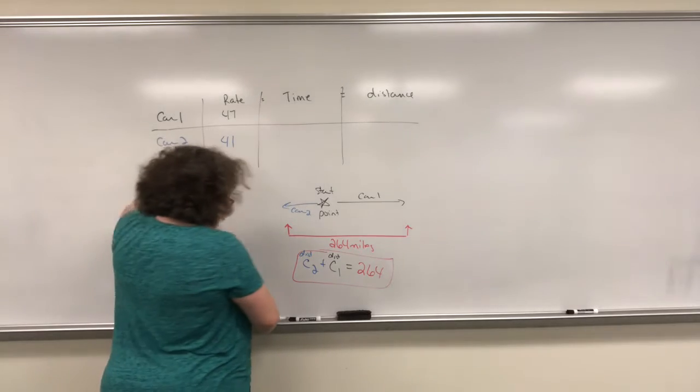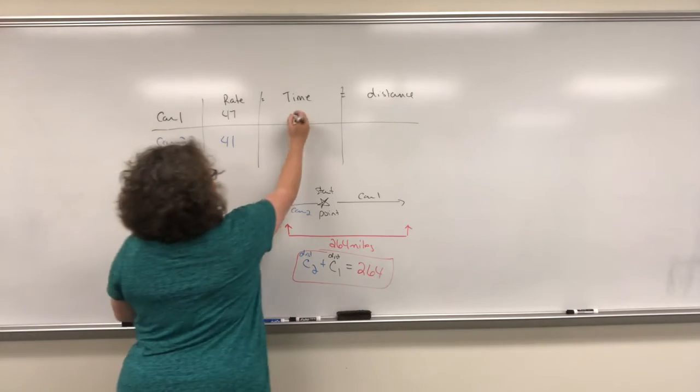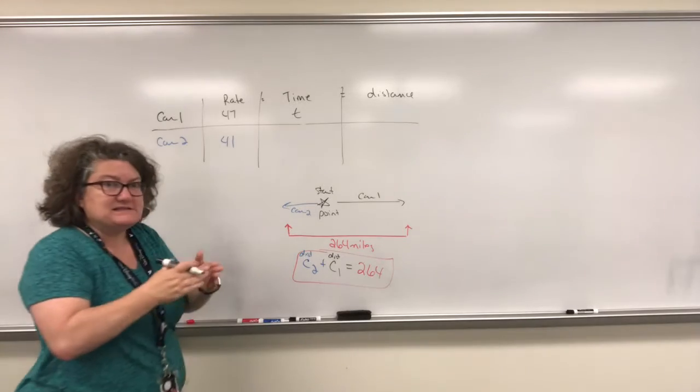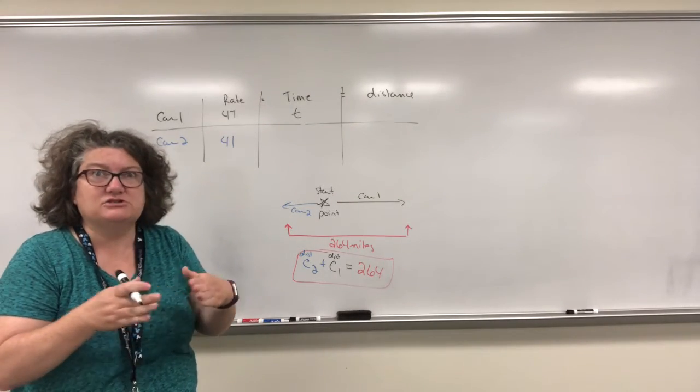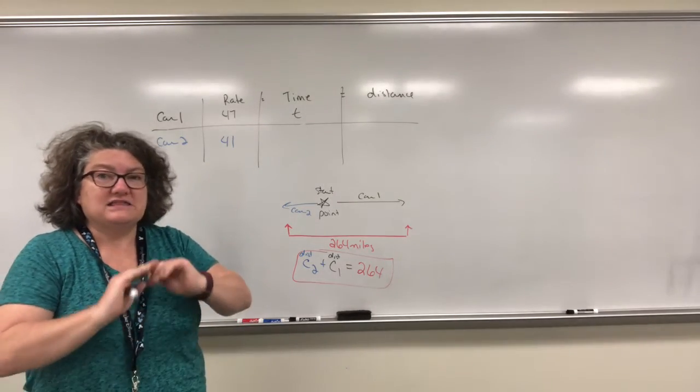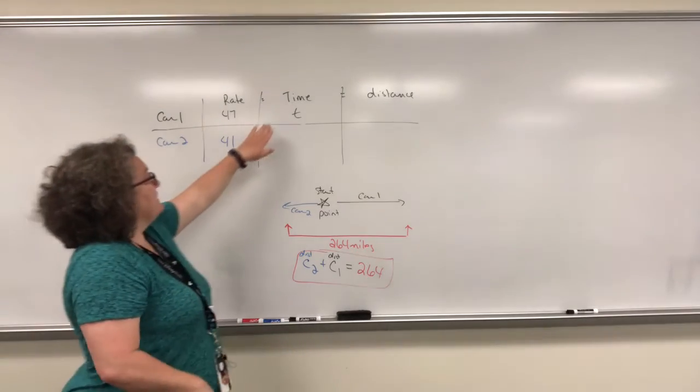No, so I'm just going to give it a variable, and usually we just call it T for time, because it didn't say it drove for 2 hours. It didn't say that it was 2 hours less than the other car. It just said they drove the same amount of time. So we just give it T.